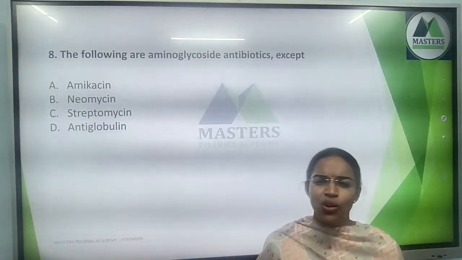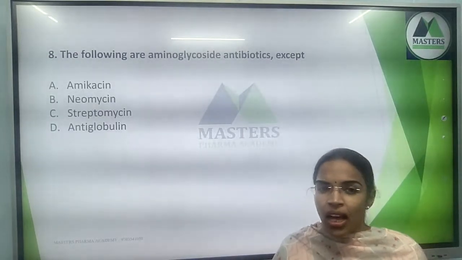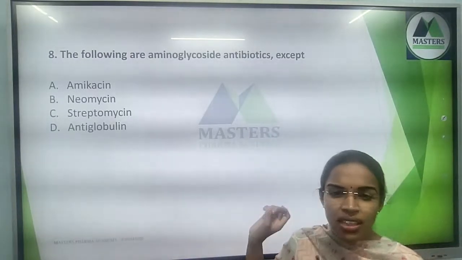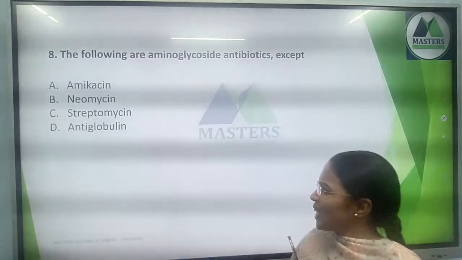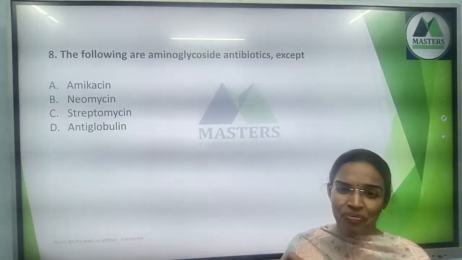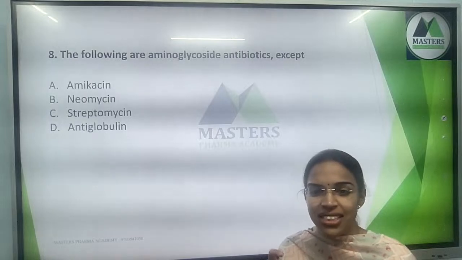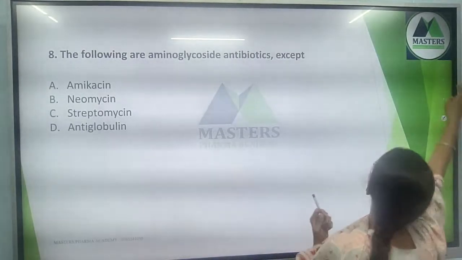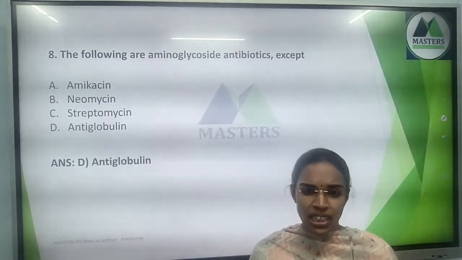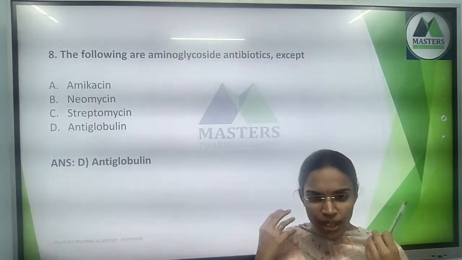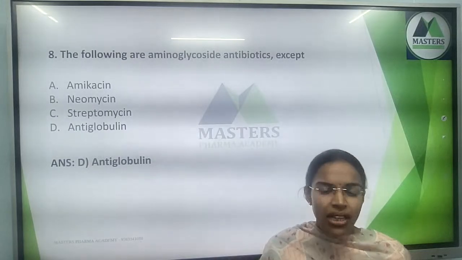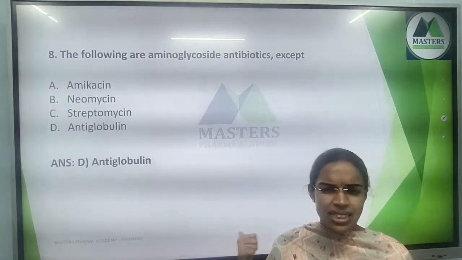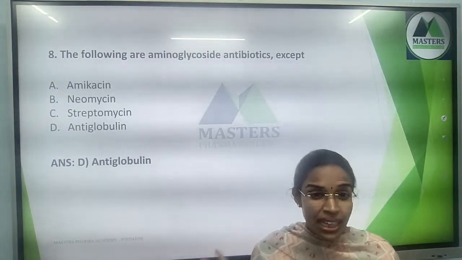You all must have known this. All the mentioned are aminoglycoside antibiotics except... No, gentamicin is not an option here. It is option C, antiglobulin. Antiglobulin is not an antibiotic at all, whether aminoglycoside, macrolide or beta-lactam type. So it is an easy and direct question, and the right answer is antiglobulin.